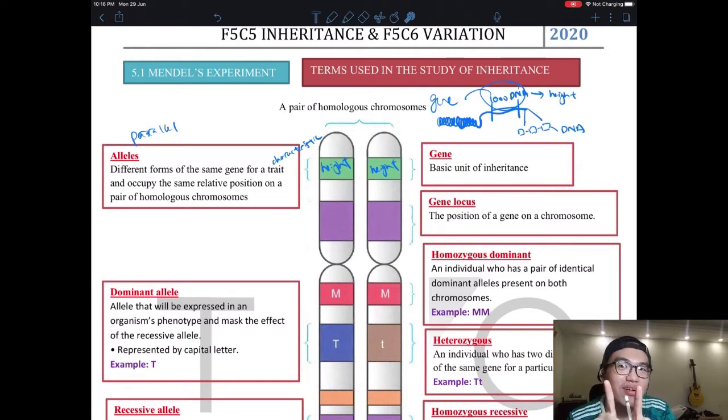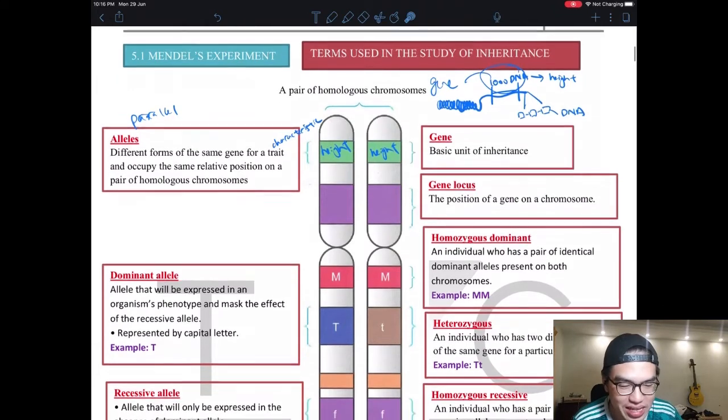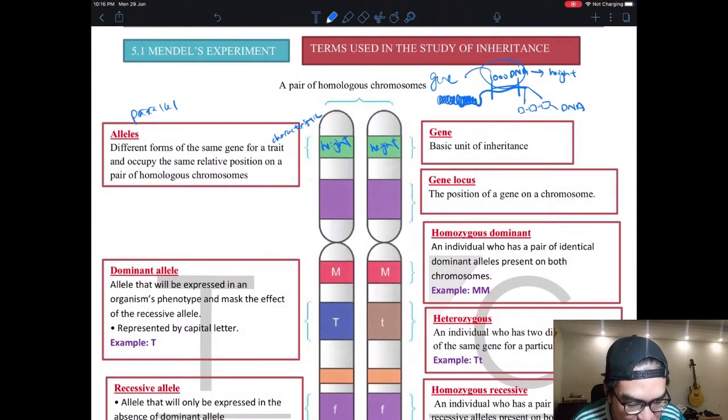Okay, allele, parallel. The name is almost the same. Parallel. And then at this location, we call it locus. Locus means location. So the locus is the position of the gene.